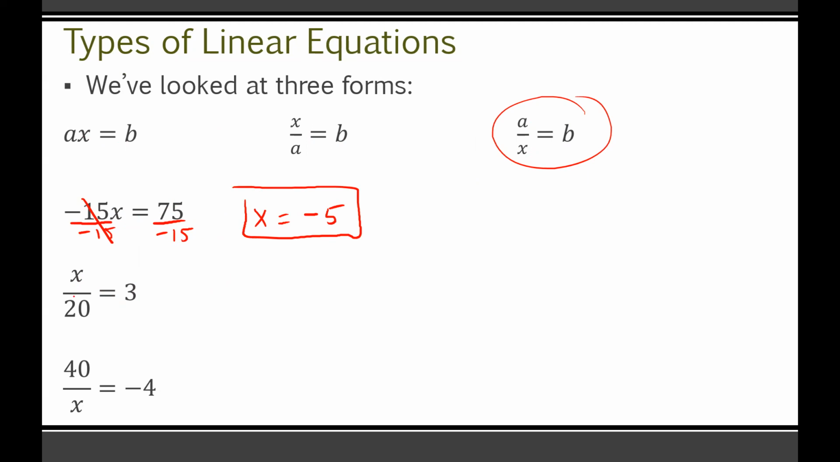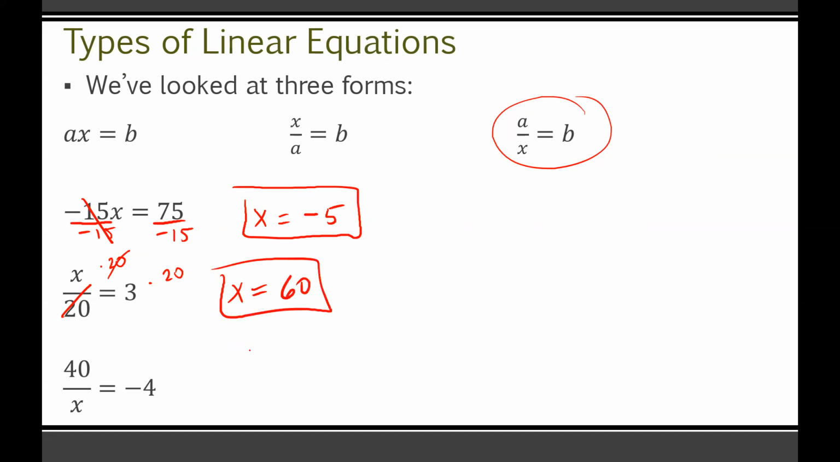As for this next one, x divided by 20 equals 3. Once again, we have to do the opposite operation of whatever's happening to x. So let's multiply by 20 on both sides. That gets rid of the divide by 20, of course. So x is going to equal 3 times 20. Well, 3 times 20 is 60.